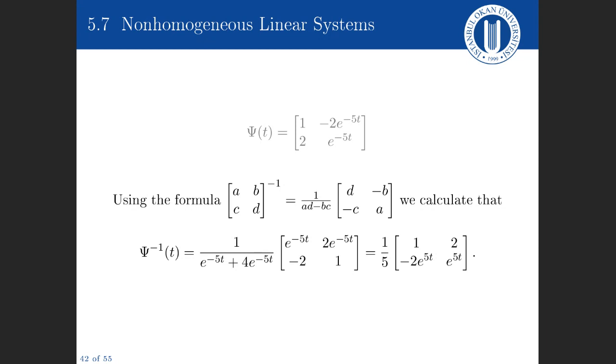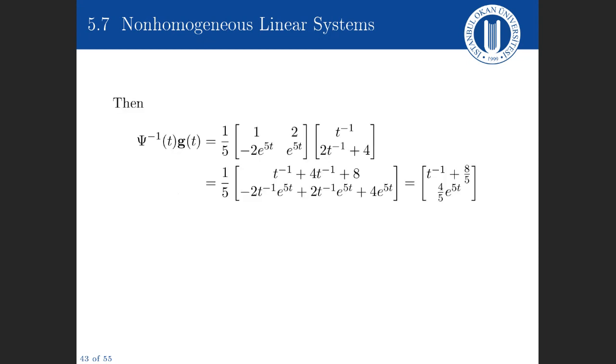Okay. We need xi inverse multiplied by g, and this is the calculation. Nothing too difficult here, just a time-consuming calculation perhaps. We get t to the power minus 1 plus 8 over 5, and then 4 over 5 e to the power 5t.